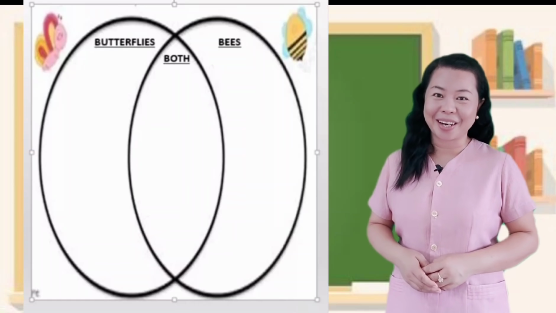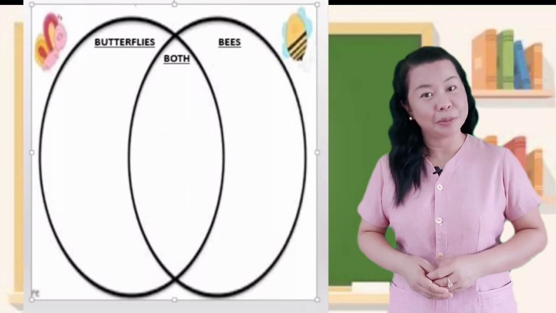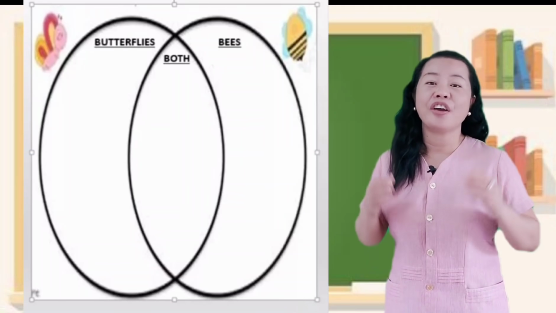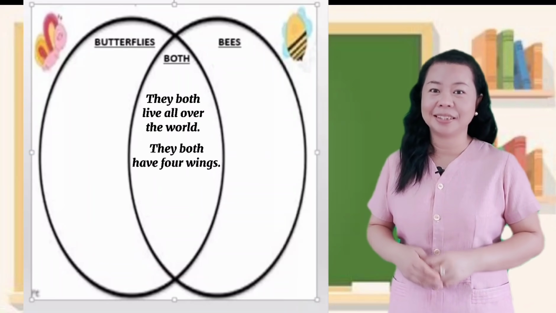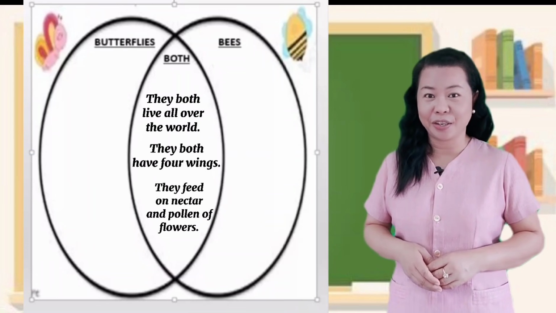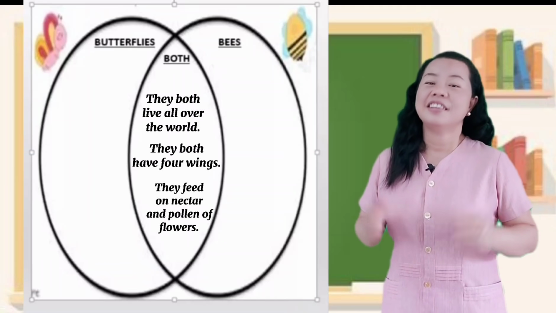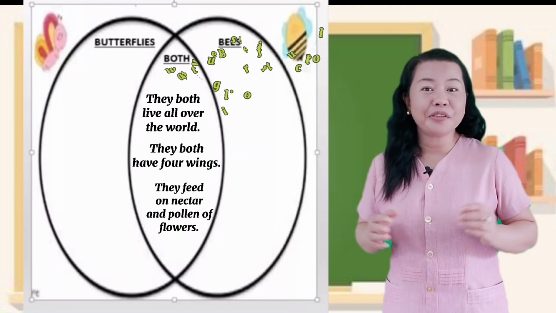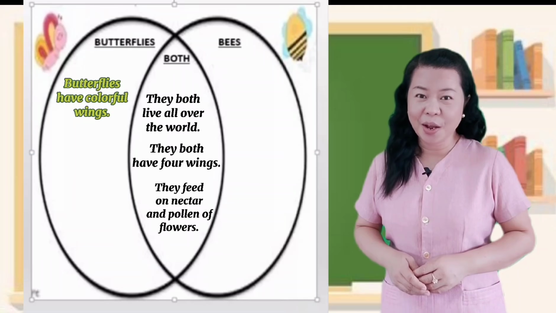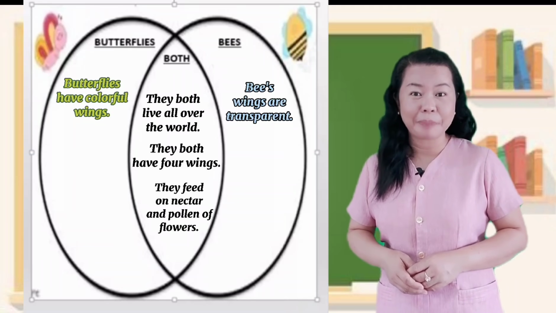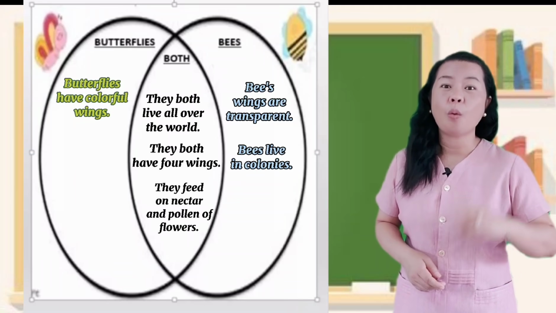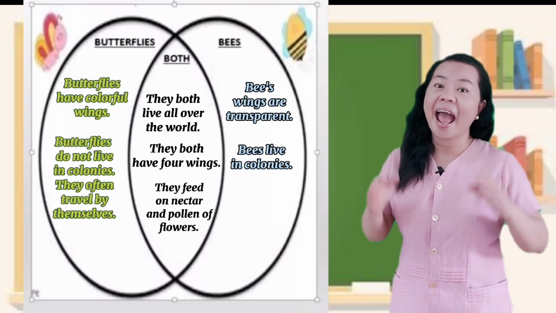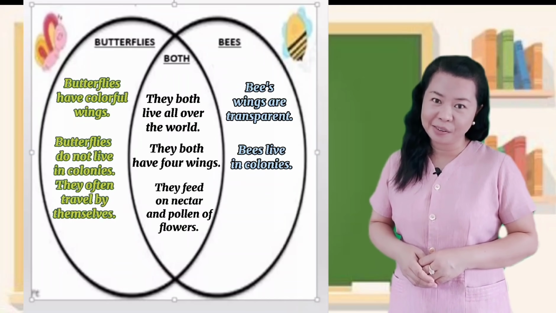Now let's check your work. The common traits that butterflies and bees have are they both live all over the world. They both have four wings and they feed on nectar and pollen of flowers. The differences are butterflies have colorful wings while bees' wings are transparent. Bees live in colonies while butterflies do not, and they often travel by themselves.